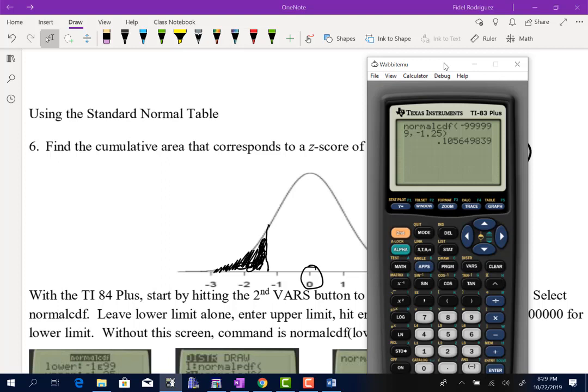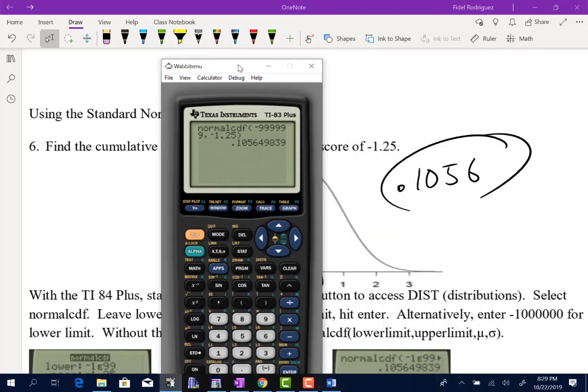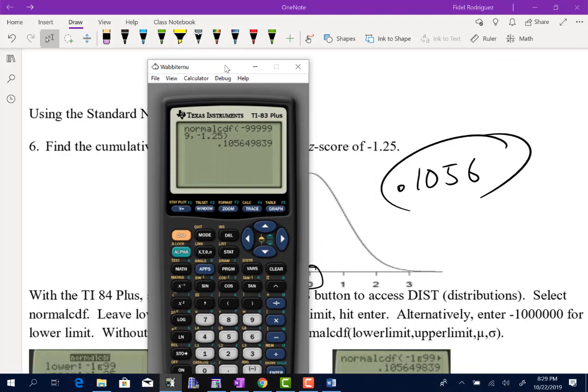Hit enter again. And I'm going to ask you a question. If you go to 4 decimal places, what number did you end up with here? 0.1056. And if we look, what number did we end up with there? 0.1056, right? My point is here, guys, you have options. If you want to use the calculator, you can use the calculator. If you feel more comfortable with the chart, you can use the chart, right? If you want to try using both to double check your answers, you can use both, right? But we should be coming up with the same numbers.